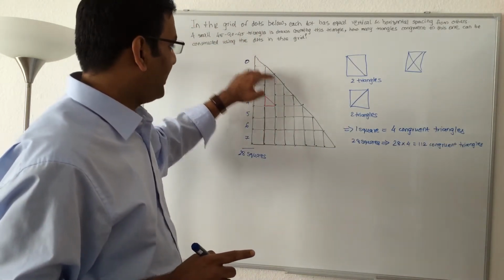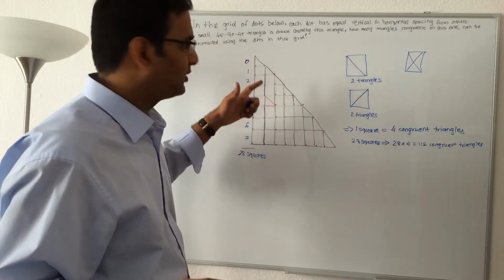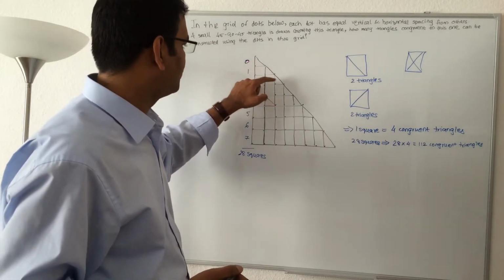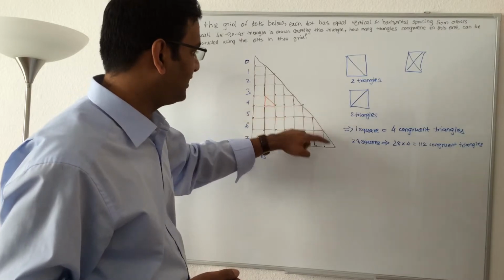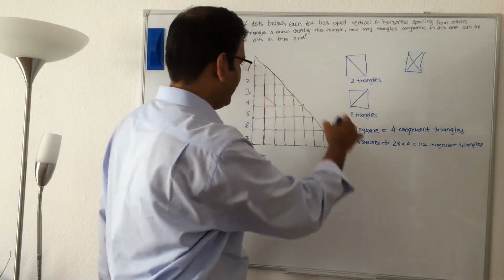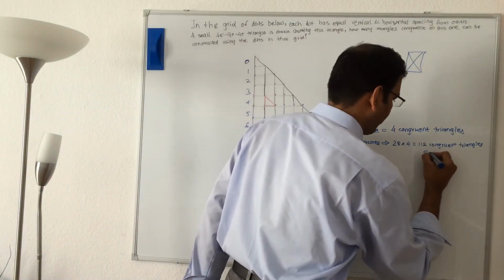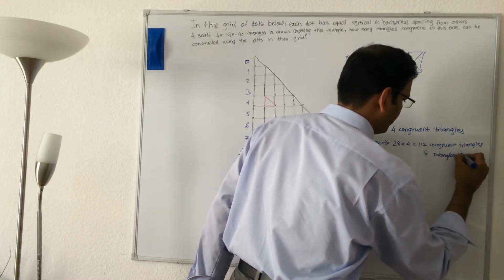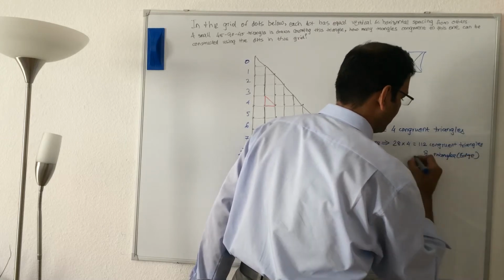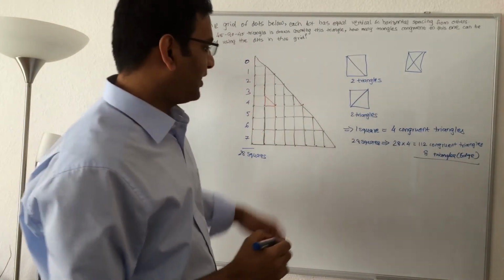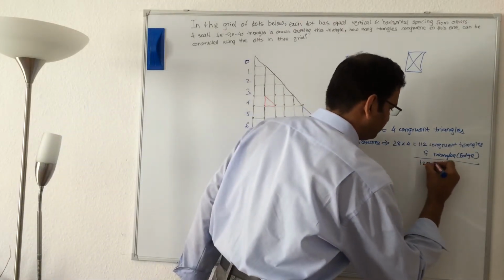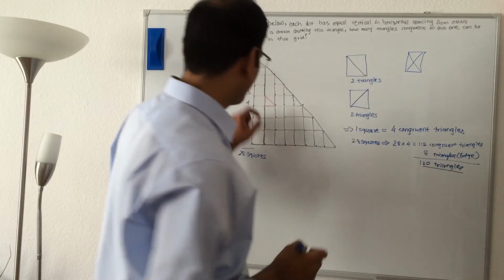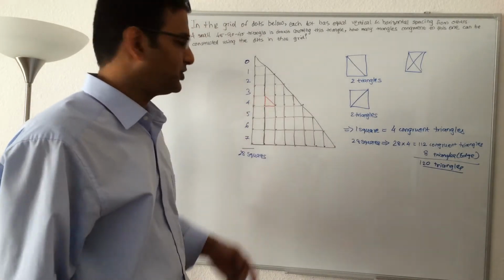But we also know that on the edge, we have other triangles which are congruent to the triangle that we are given. So we have 1, 2, 3, 4, 5, 6, 7, and 8. So we have 8 triangles on the edge. So in total, we have 120 triangles that are congruent to the red triangle. So this is the solution.